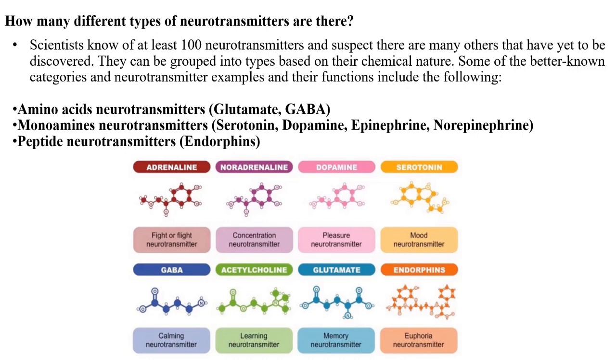Adrenaline is known as the fight or flight neurotransmitter. Noradrenaline is known as the concentration neurotransmitter. Dopamine is known as the pleasure neurotransmitter. Serotonin is known as the mood neurotransmitter. GABA is known as the calming neurotransmitter. Acetylcholine is known as the learning neurotransmitter. Glutamate is known as the memory neurotransmitter, and endorphins are known as the euphoria neurotransmitter.